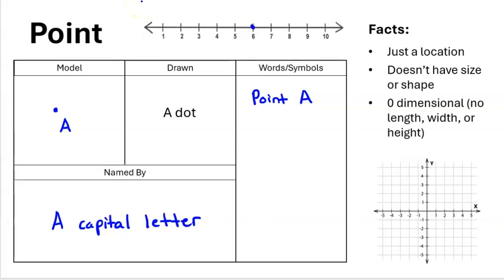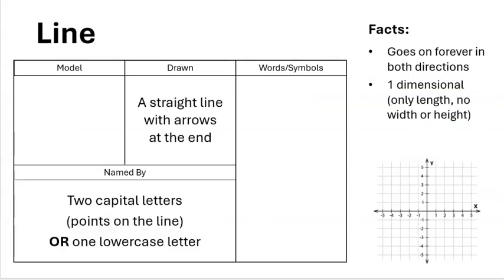Okay, and then the same thing with a coordinate plane. We've worked with points before on number lines and planes, where it's just giving me a location. When it comes to a line, we know that it's going to be a straight line with arrows on the end, demonstrating that it goes on forever in both directions. It has 1 dimension. The only thing that I could measure about a line is its length, so it only has 1 dimension.